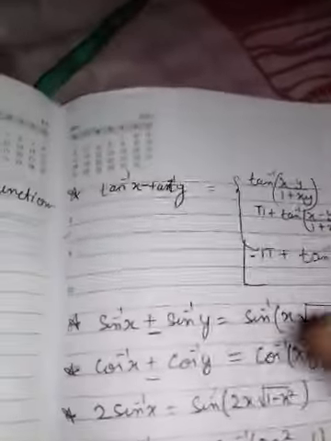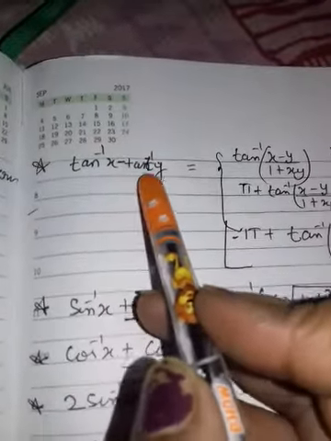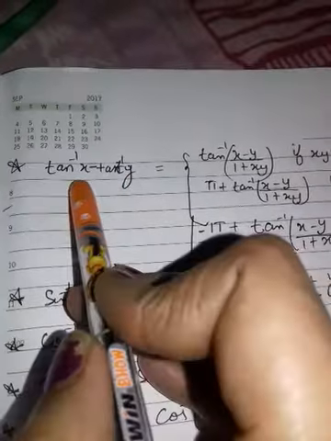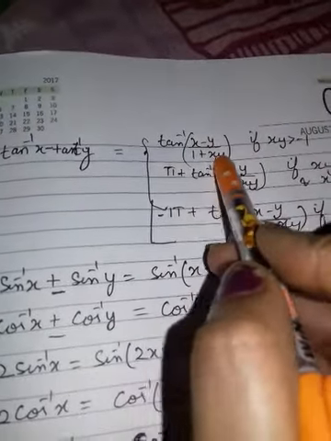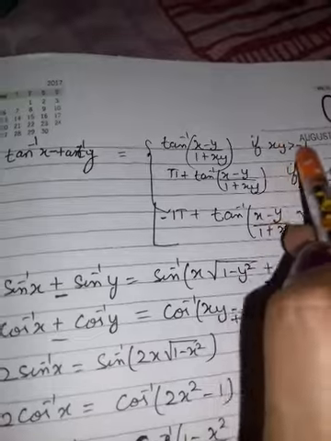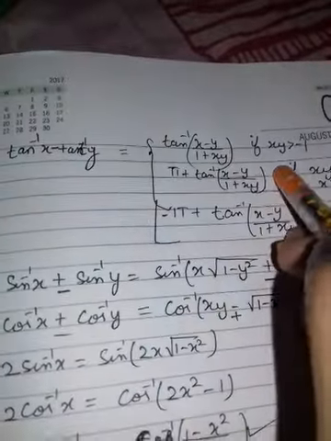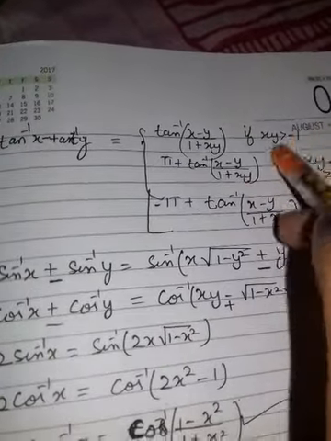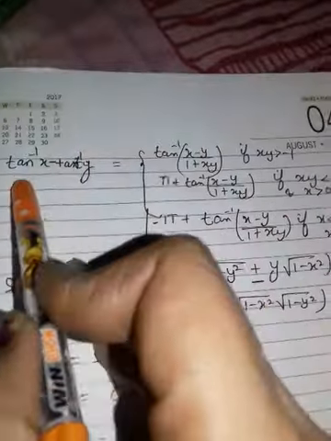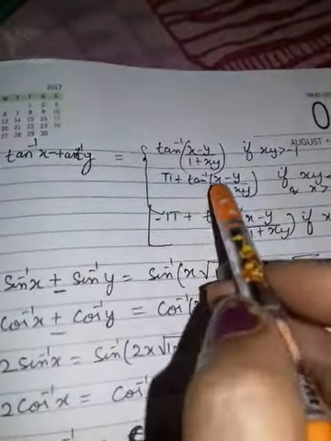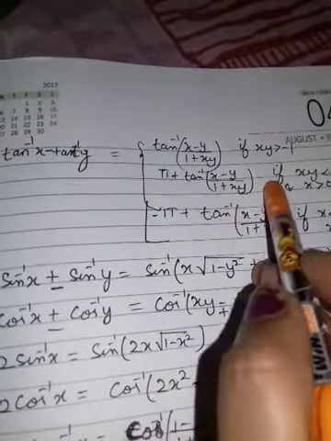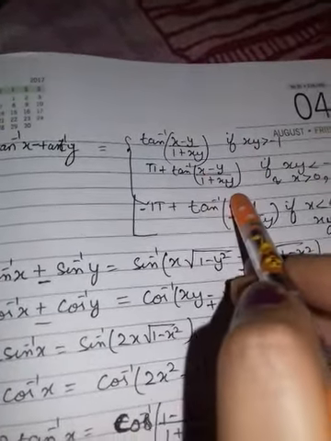Next is tan inverse x minus tan inverse y, then this result will become this, if xy is greater than minus 1, means the product of x and y is always greater than minus 1. And this result will become pi plus tan inverse of (x minus y) upon (1 plus xy).